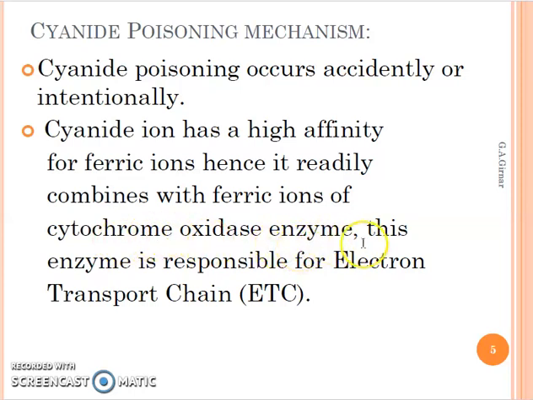This cytochrome oxidase enzyme is very useful and responsible for the conduction of the ETC, called the electron transport chain. The electron transport chain is present in the cell and is useful for cellular respiration. So in short, ferric ions are responsible for the cytochrome oxidase enzyme, and the cytochrome oxidase enzyme is responsible for the proper functioning of the electron transport chain.